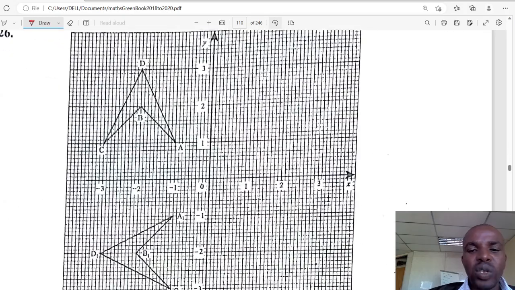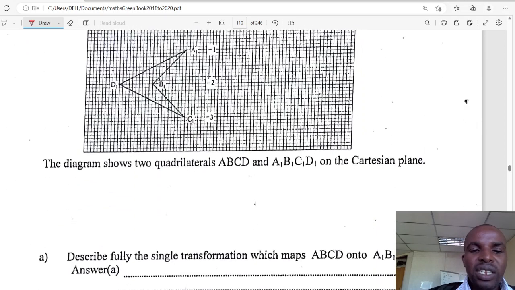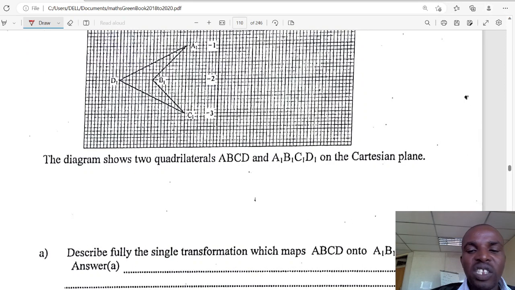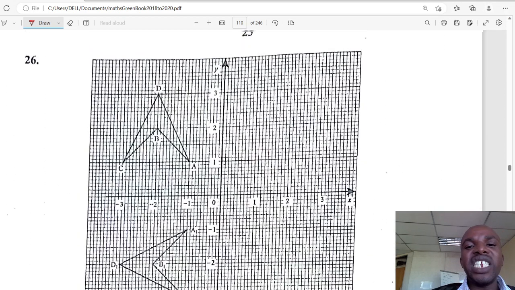Question number 26. So this one is transformation. Right. The diagram shows two quadrilaterals A, B, C, D and A1, B1, C1, D1 on the Cartesian plane, that's the XY plane. Then they say describe fully the single transformation which maps ABCD onto A1B1C1D1. Right, first check on the size.